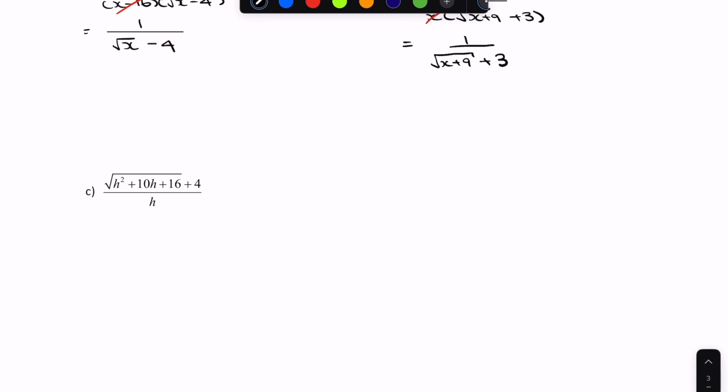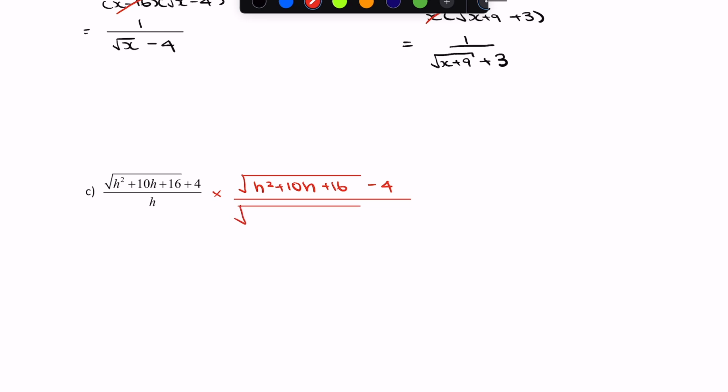Okay, finally, our last question here. We have square root h squared plus 10h plus 16 plus 4 over h. So here, multiply by square root h squared plus 10h plus 16 minus 4. And we're going to do the same thing on the bottom as well. So h squared plus 10h plus 16 minus 4.